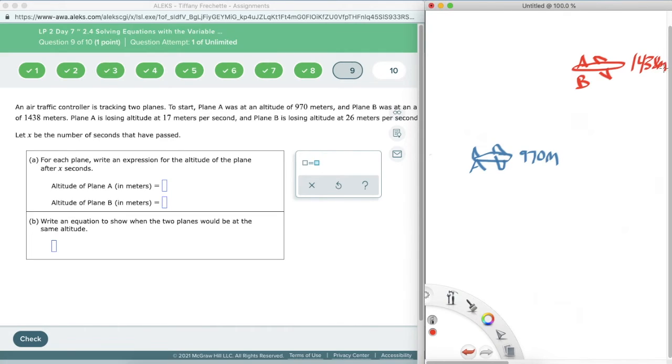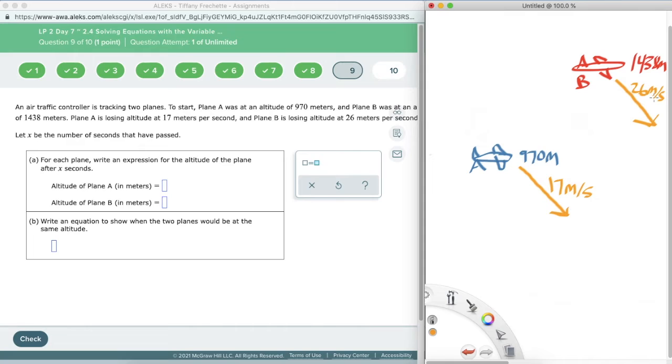Plane A is losing altitude at 17 meters per second. So we're going to go down. We're losing altitude 17 meters per second. So every second we go down 17 meters. Plane B is losing altitude too, but we're losing it at 26 meters per second. So we're actually losing a little faster on plane B.